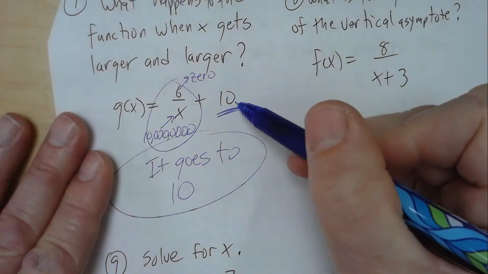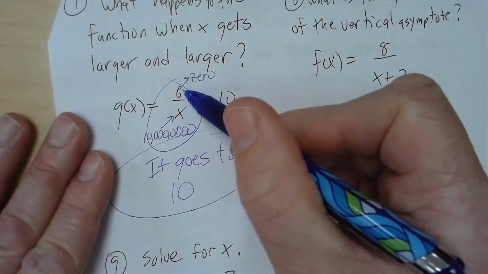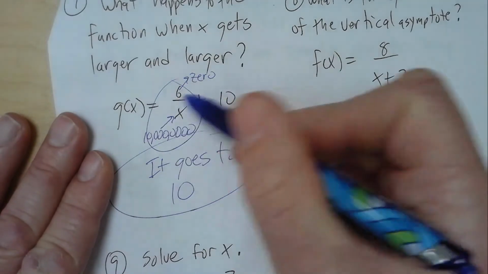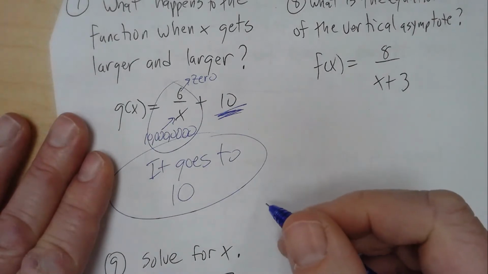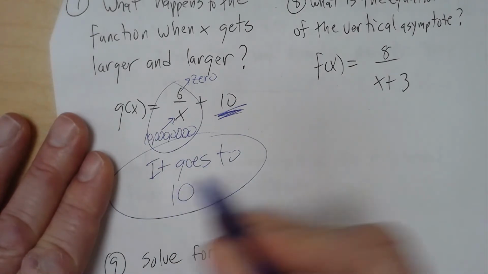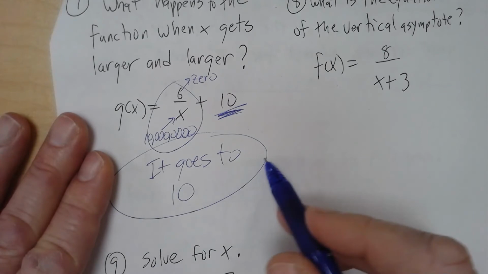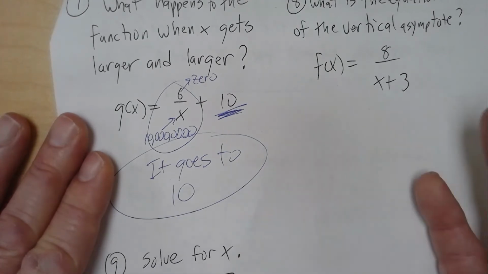So it becomes 10. Because 6 divided by a huge number is basically 0, the function heads to 10. That's important. That's the horizontal asymptote. So that levels off at 10. So you can say it goes to 10, it levels off at 10. The horizontal asymptote is 10.